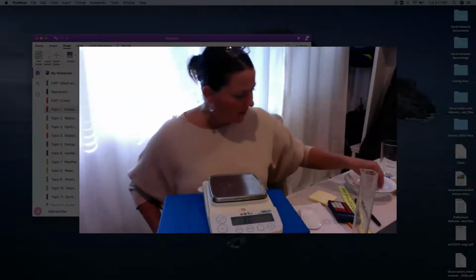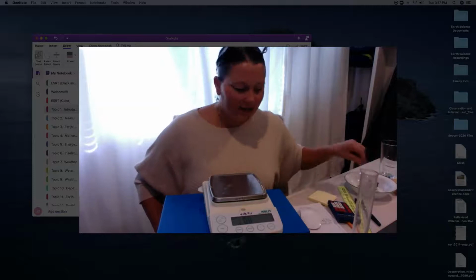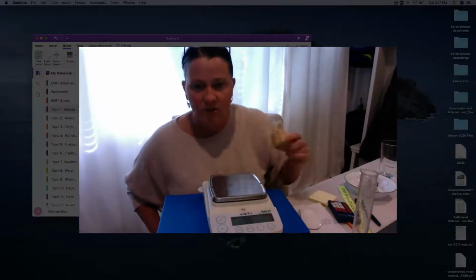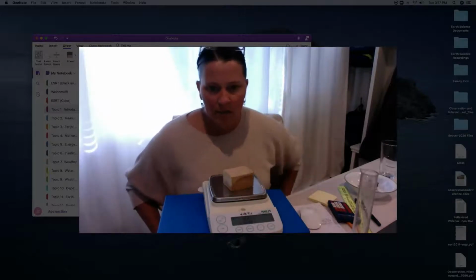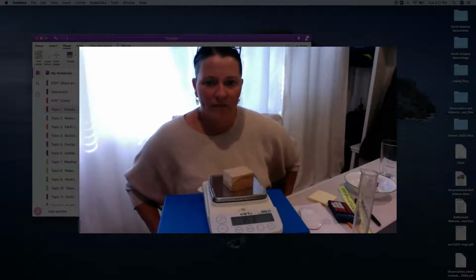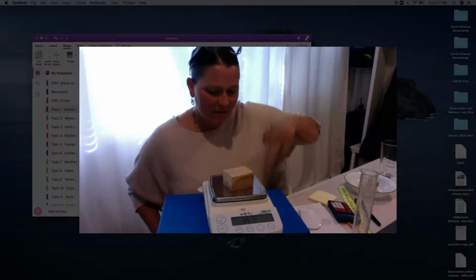Okay, I'm going to take this off. I'm going to weigh my next item, which is my wooden block, get its mass. Always check to make sure it's 0.0. I put it on, and my block of wood comes up as 51.4 grams. Okay, so you should have that written down.